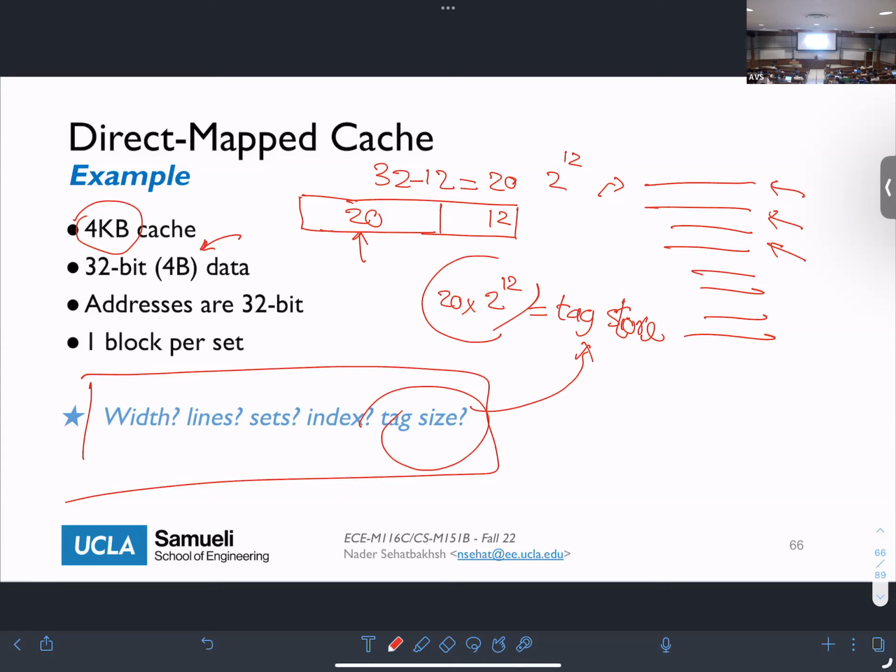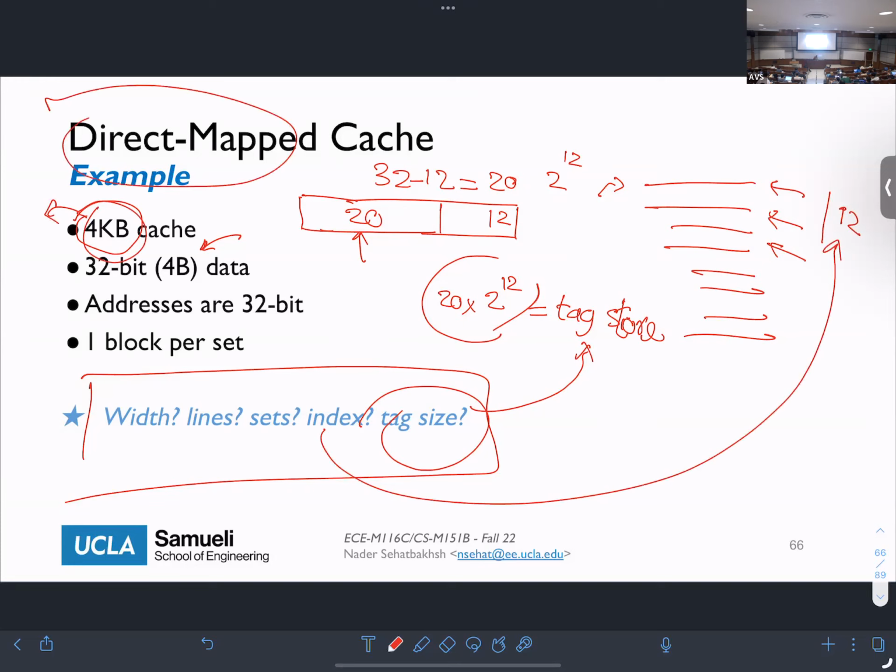Okay. How many index bits do I need? I need 12 bits of index. How do I come up with the 12 bits? I just took this value, and that's how I came up with 2 to the power of 12. So 12 is this. For direct map, as I said, sets and blocks are the same thing. So the number of sets is basically the number of lines that I have. Similar to the previous case, it is 2 to the power of 12.